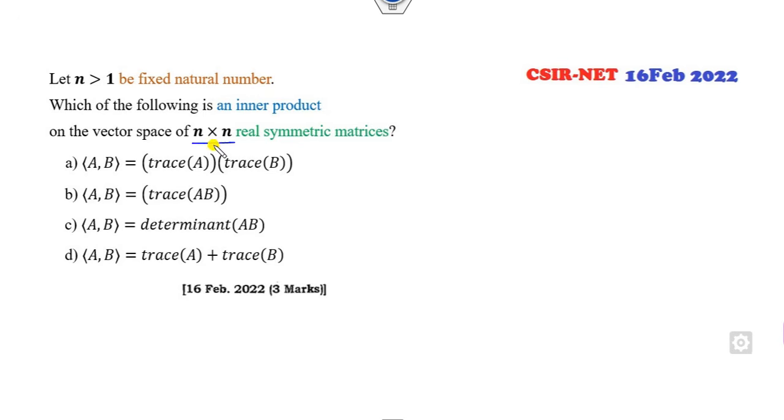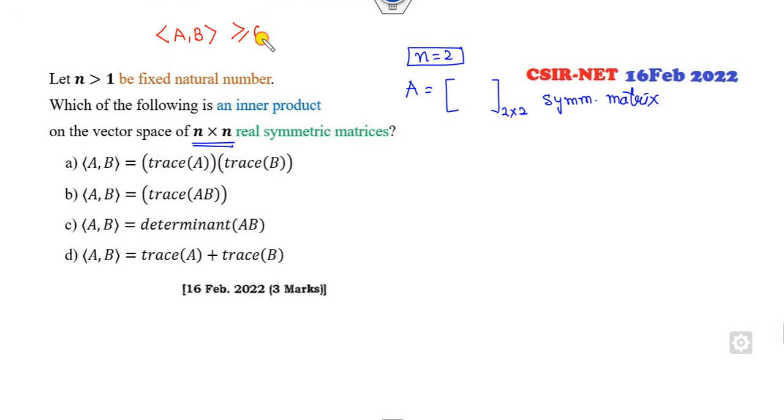Okay, first of all it is n cross n. I can choose n as 2. So A is simply a 2 cross 2 real symmetric matrix. Then you have to prove the trace of this. Again, very simple. We all know the inner product is always greater than or equal to 0. Can you think of any matrix A and any matrix B such that the trace of the product is negative? Then this option will be cancelled.